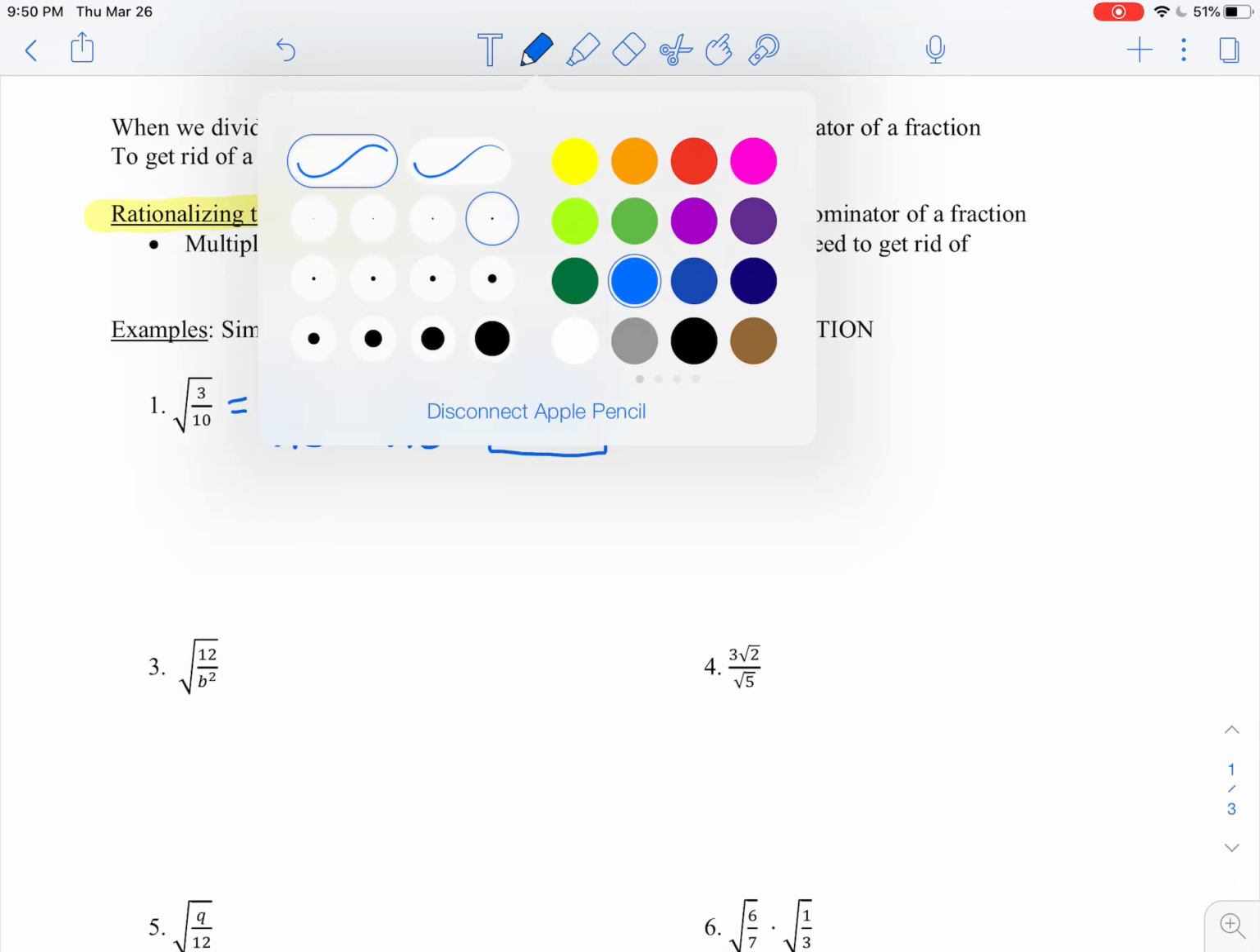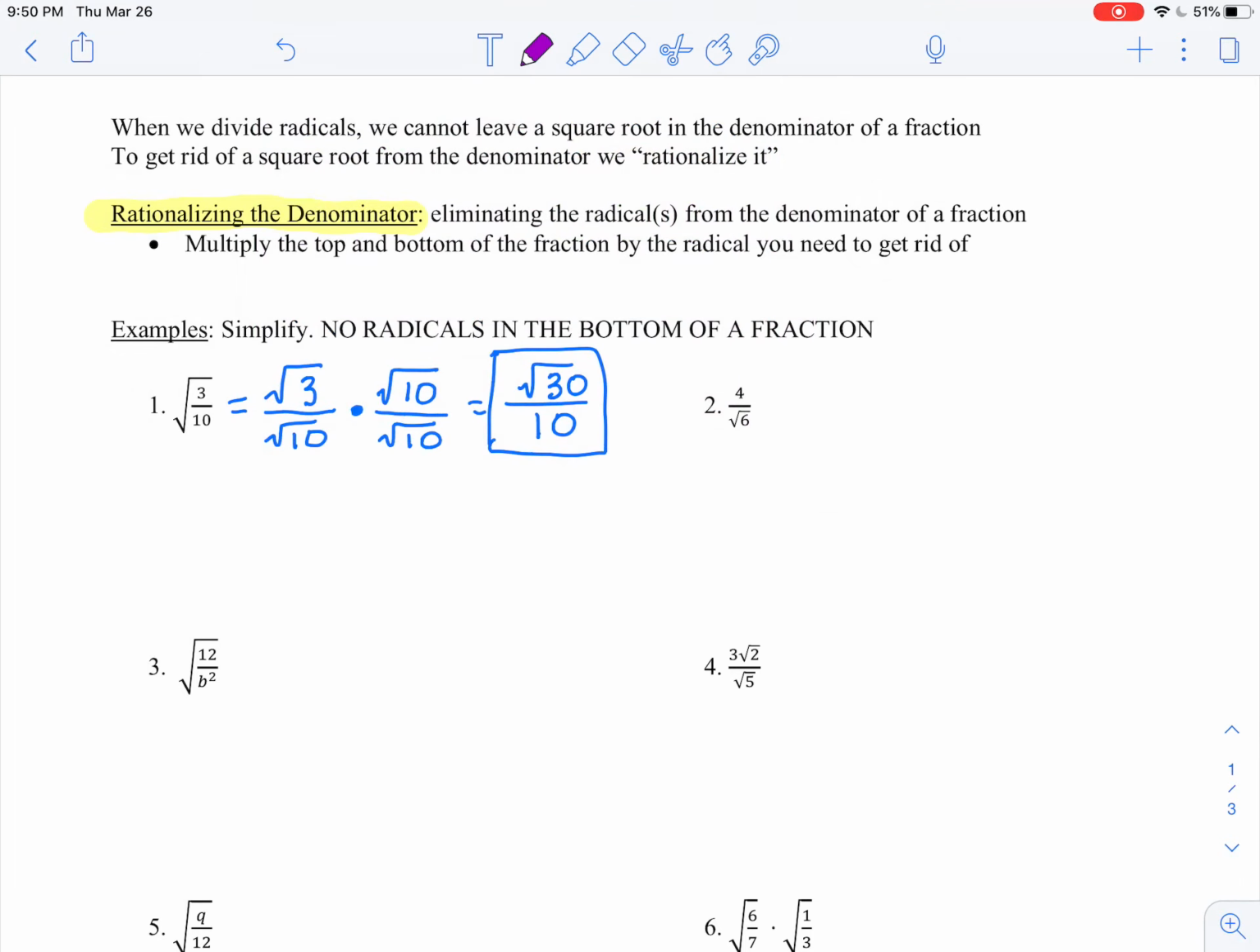Okay, in question number 2, we have square root 6 in the bottom of a fraction, so we have to rationalize to get rid of it. To get rid of the square root of 6, we're going to multiply both top and bottom of the fraction by square root 6. In the top of the fraction, a plain old 4 times the square root of 6 is 4 root 6. And in the denominator, square root 6 times square root 6 is a plain old 6.